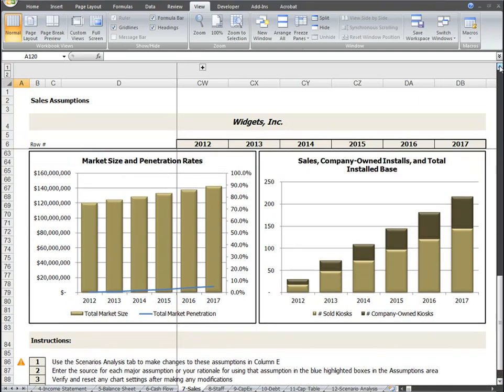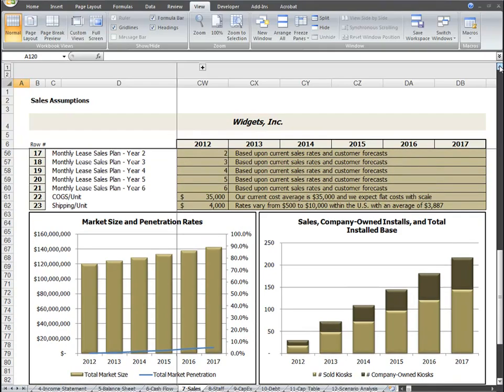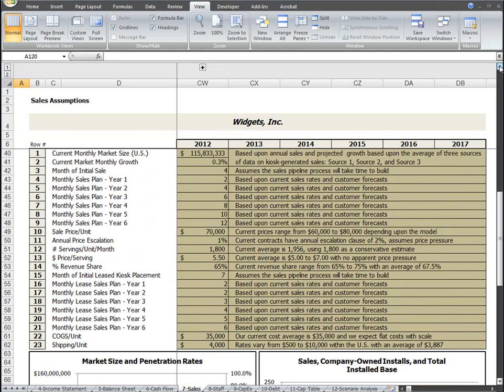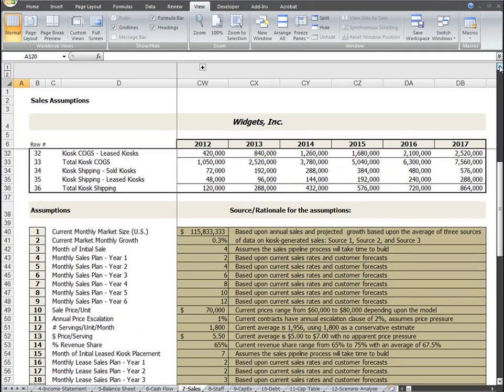This part of the startup financial model was put together to help entrepreneurs deeply understand and develop their assumptions, and to provide clarity and transparency for investors or lenders.